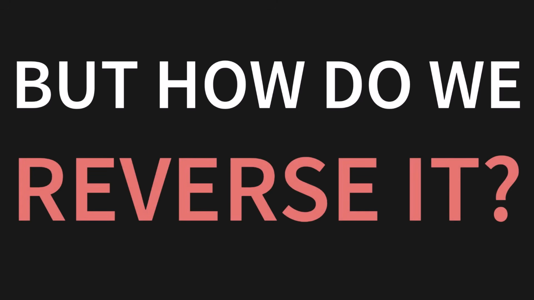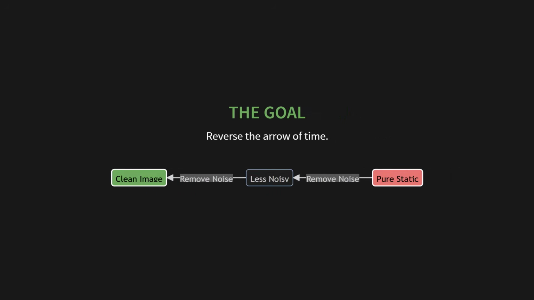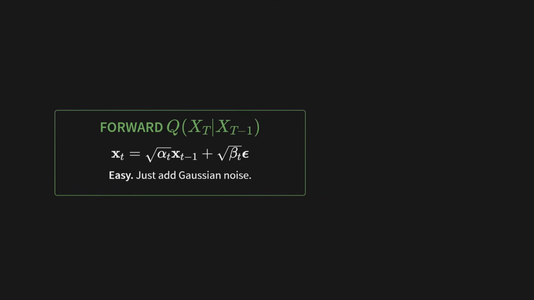But here is the real question. We know how to add noise. That was the easy part. But how do we reverse it? Welcome to the reverse process. The goal is simple. We need to reverse the arrow of time. As you can see in this diagram, we're going to start with pure static, and then, step by step, we will remove noise to get a slightly less noisy image, and we'll keep removing noise until we're left with a clean, coherent image. But here is the fundamental challenge.